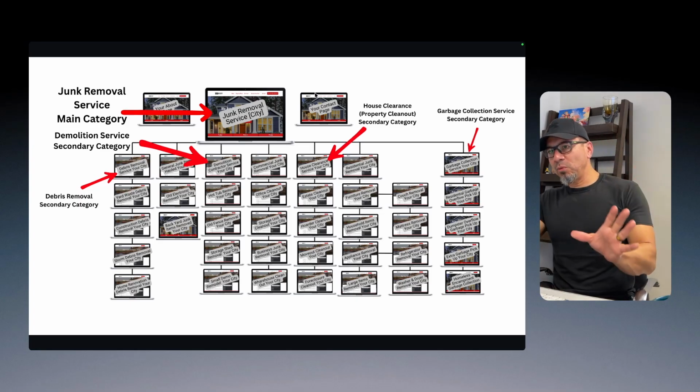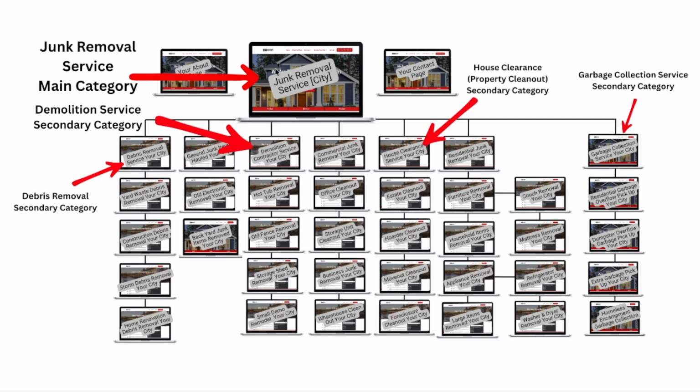So when you structure out your website and get it all built out, it's going to be obvious that your homepage is going to be dedicated to junk removal services in general, which is the primary category you've selected on your Google Business Profile, right? So then you build out a bunch of pages that are related to the junk removal services that you provide.